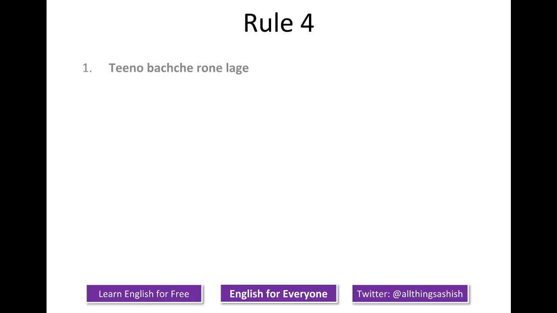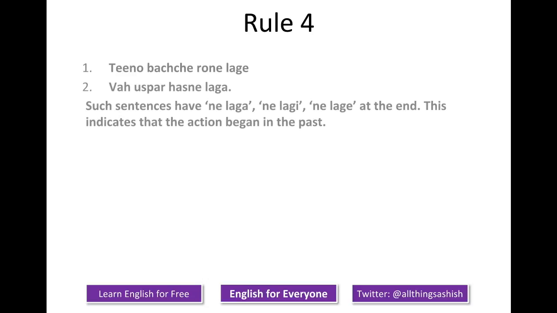A few sentences. तीनों बच्चे रोने लगे. वह उस पर हंसने लगा. Such sentences have ne laga, ne lagi, ne lage at the end. This indicates that the action began in the past. The formula for such sentences will be subject plus began plus infinitive or gerund. And just to recap, infinitive is verb with to, for example, to play, to read, and gerund is verb plus ing, for example, playing or reading, etc.